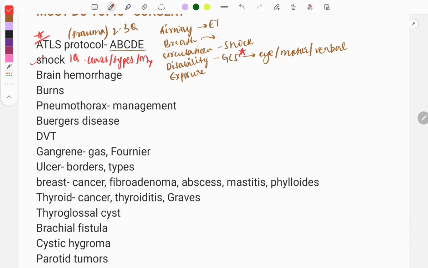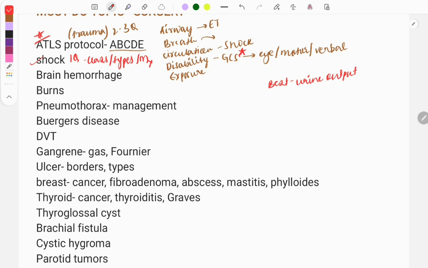Then some one-liners are asked from shock, like the best parameter to assess tissue perfusion, and it is urine output, and how much urine output should be in the adult and in children. In the adult it is 1 ml per minute and in children 0.5 to 1 ml per minute.